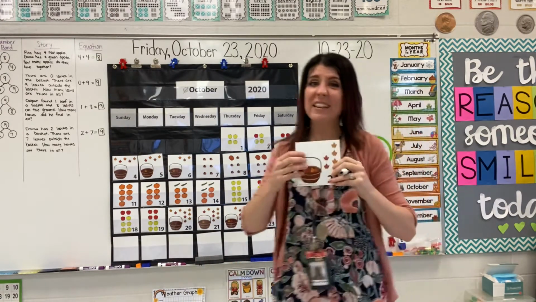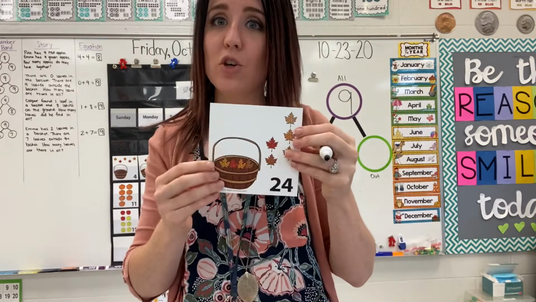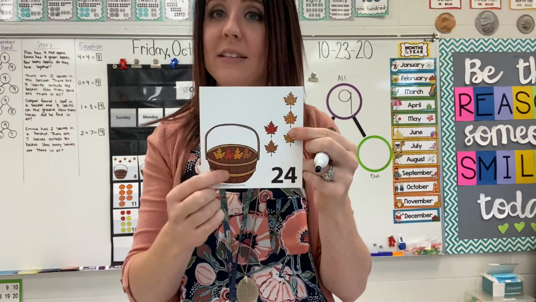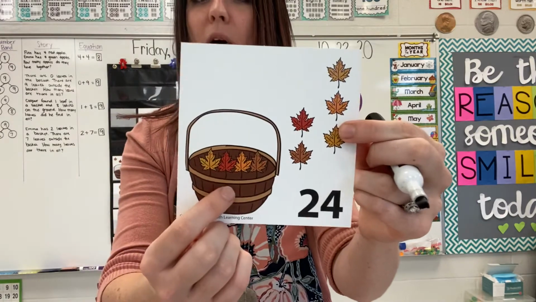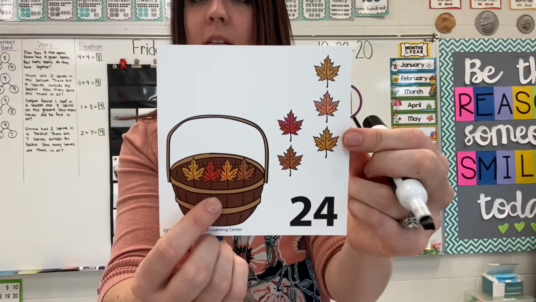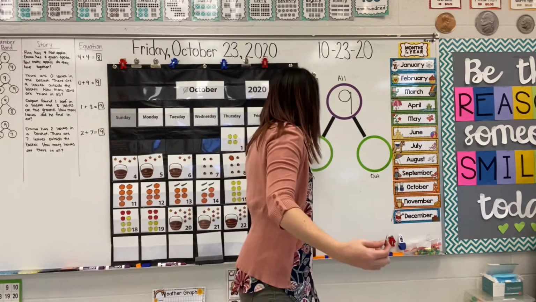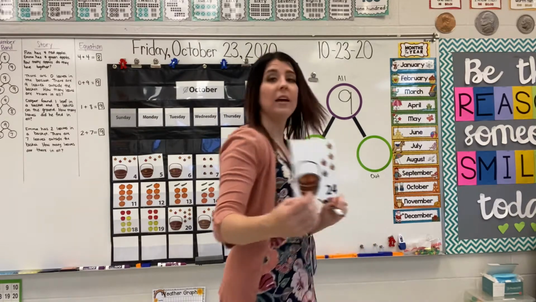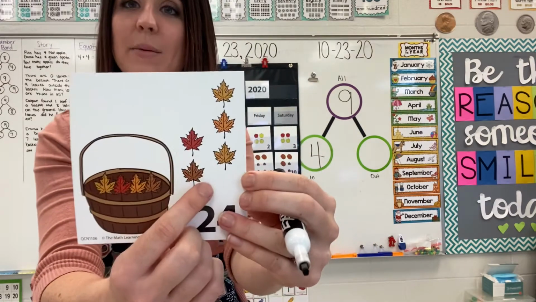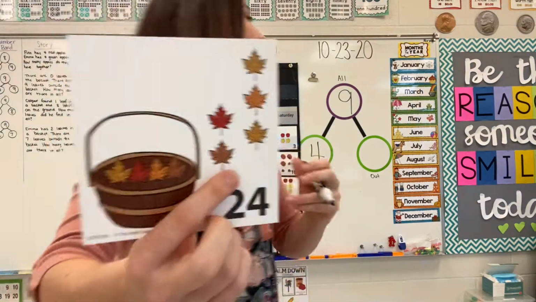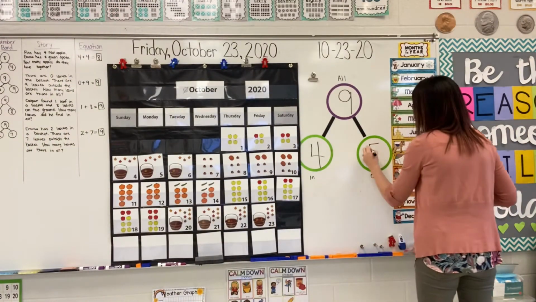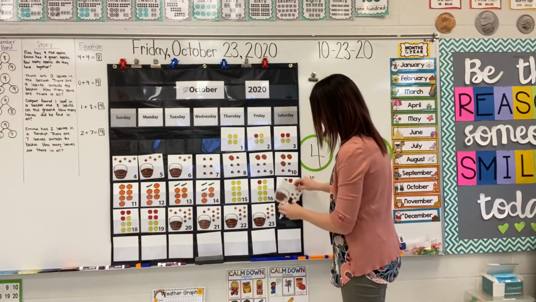Now those 9 leaves are broken into 2 parts. The part that is outside the basket and the part that's in the basket. What part of 9 is in the basket? 4. Very good. And what part of 9 is outside the basket? 5. Very good. All right, let's get our number blocks over here.